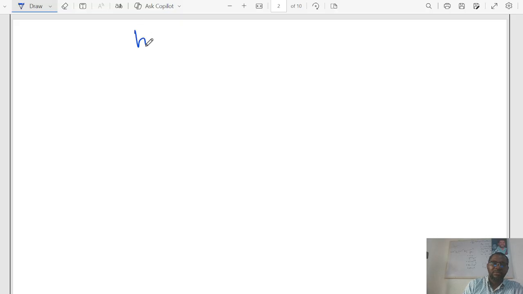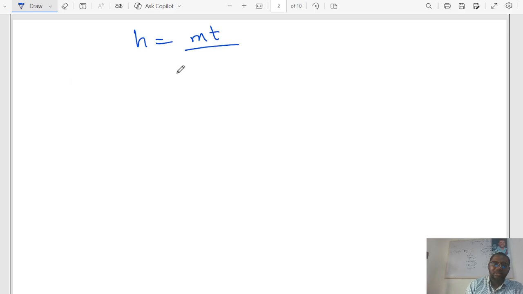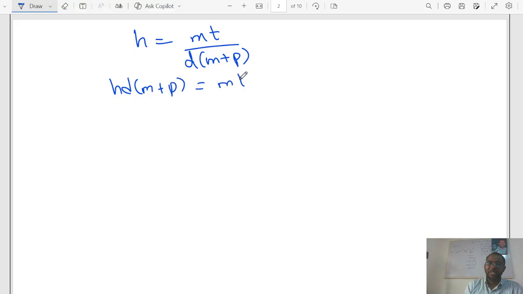So we have H equal to mt over d into m plus p. So we are making m the subject of formula. Of course, the first thing that comes to mind here is to cross multiply. So when we do that, this is going to be hd into m plus p is equal to mt. That's the proper thing to do.